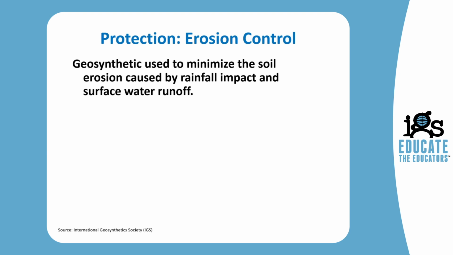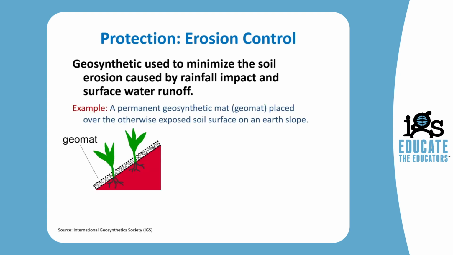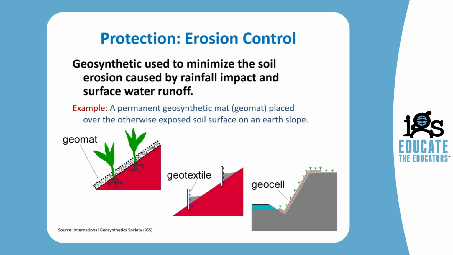In this case, we consider this being protection because it's a protection of the surface of a soil slope against rainfall. For example, a permanent geosynthetic mat, call it as well a geomat, placed over an exposed soil surface. And here we see a combination of the geomat and vegetation providing erosion resistance. Other forms of erosion control can also involve geosynthetics.